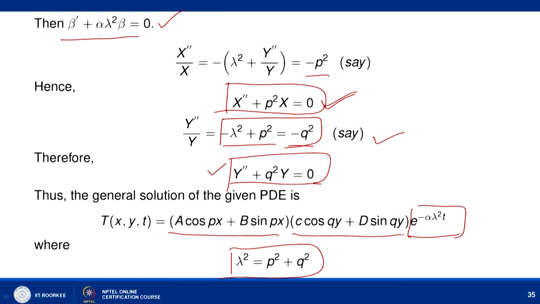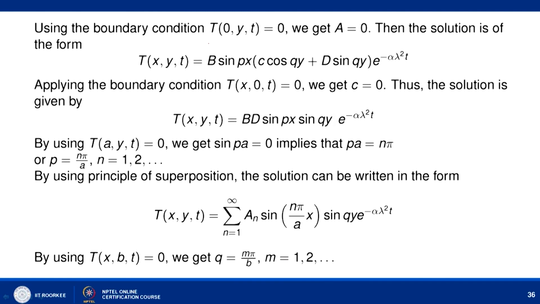Right. Now, we need to find the constants a, b, c, d. For that we have to look at the boundary conditions, because so far we have not applied any boundary condition. So, let us apply the boundary condition corresponding to x equal to 0. T of 0, y, t is given as 0. So, we get a equal to 0 here.